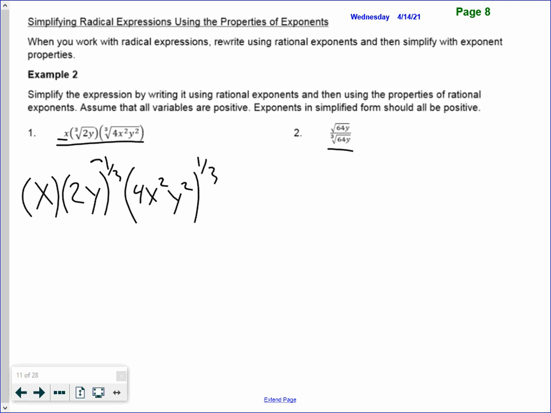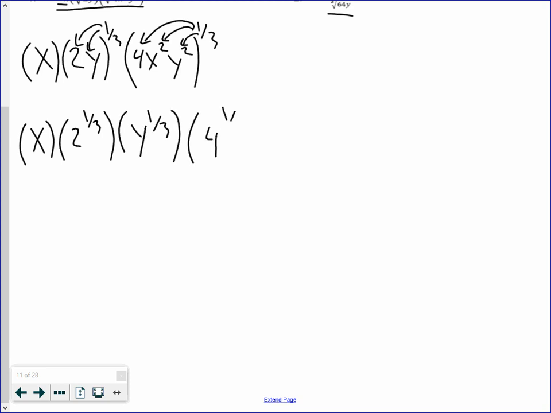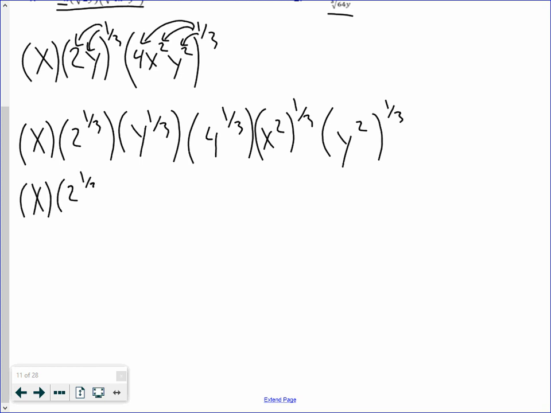And now we're going to take this 1/3 and distribute it out into each term in that parentheses, and we'll do the same thing with this 1/3 as well. So when we distribute it out, we have x times 2 to the 1/3 times y to the 1/3 times 4 to the 1/3 times x squared to the 1/3, and finally y squared to the 1/3 as well. So we're going to keep simplifying these down. The x will just be x to the 1/3, can't be simplified anymore. Same as y to the 1/3.